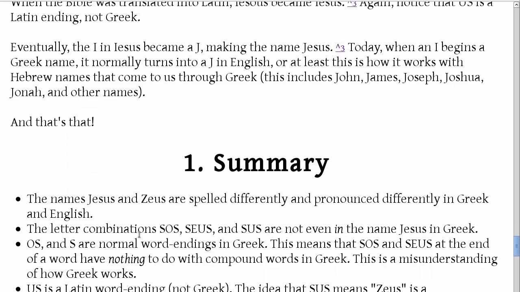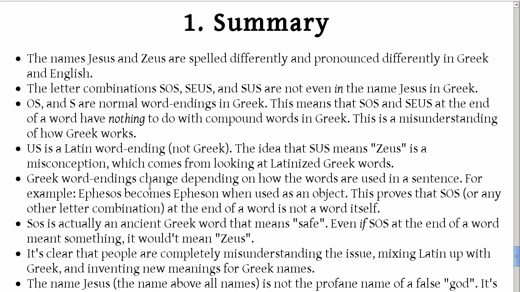And that's that. So to make sure that you are able to follow my main points, I wrote a summary, because I was concerned that I was presenting too much information and muddying the main picture that I was trying to paint. So I wrote this summary. The names Jesus and Zeus are spelled differently and pronounced differently in Greek and in English. The letter combinations SOS, SEUS, and SUS are not even in the name Jesus in Greek. OS and S are normal word endings in Greek. This means that SOS and SEUS at the end of a word have nothing to do with compound words in Greek. This is a misunderstanding of how Greek works.